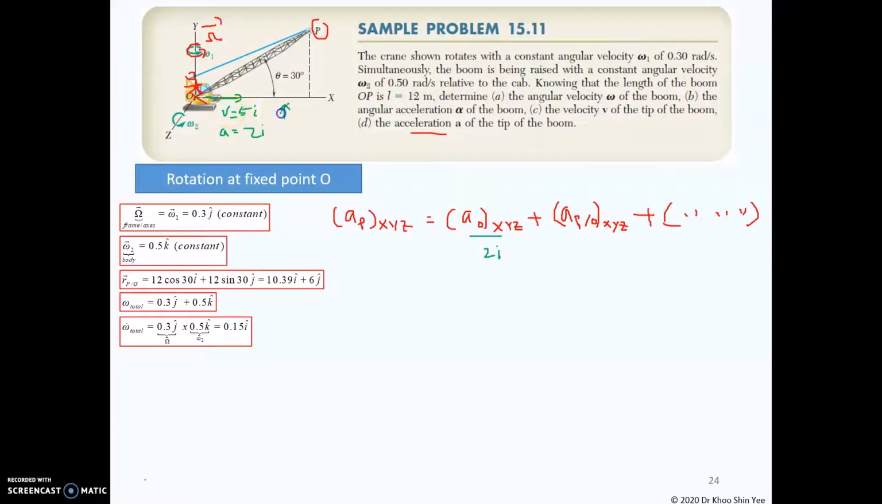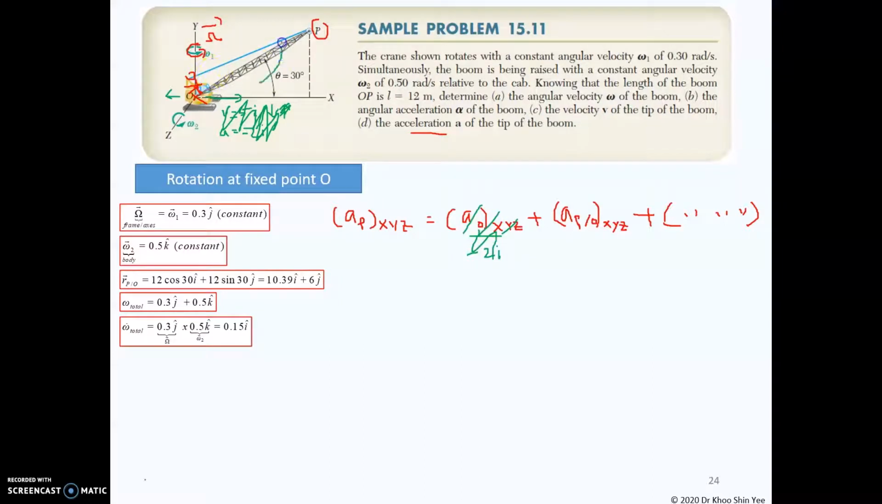If the velocity is reducing over time, then you have deceleration, and the acceleration vector will be in the opposite direction to the velocity vector. So you have a equal to -2i here. If this is the case, then you need to substitute -2i for this scenario. If the crane is not moving, then the velocity and acceleration will be equal to 0. If you substitute 0 inside, you obtain 0 acceleration for this component.